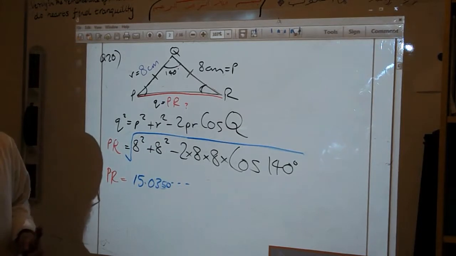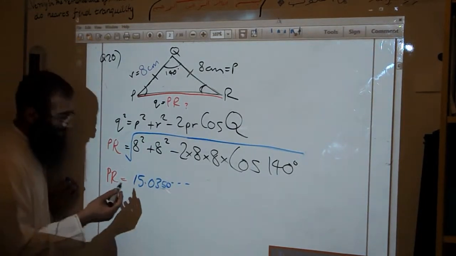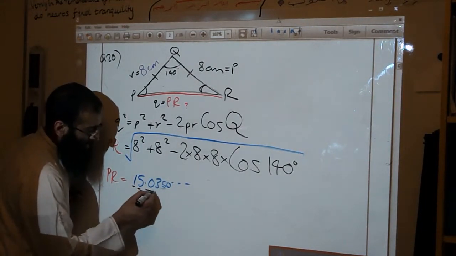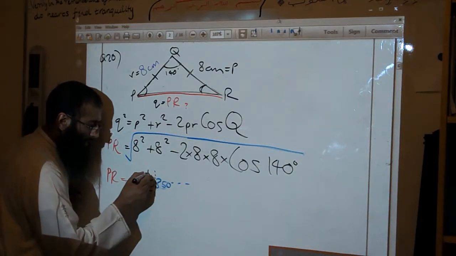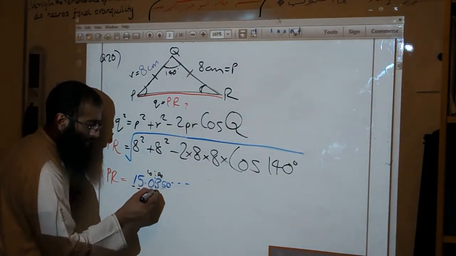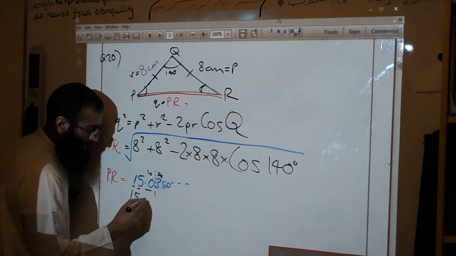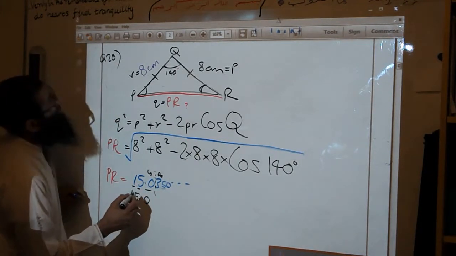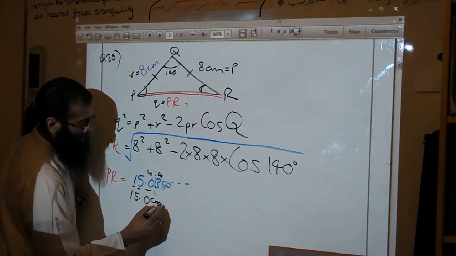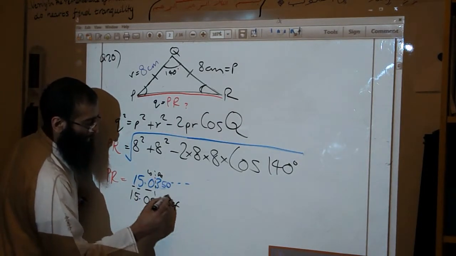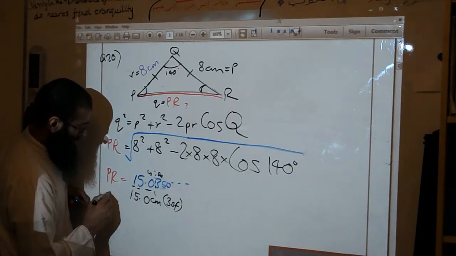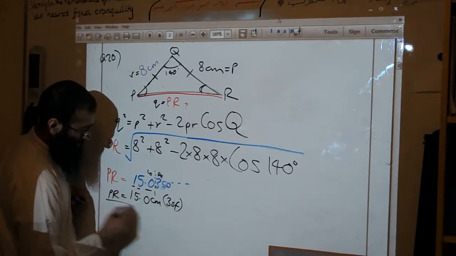It's three significant figures, which in this case is first, second, third significant figure. Last digit, decider: if it's less than 5, we leave it alone. So our answer is going to be 15.0 centimeters to 3 significant figures. Done.